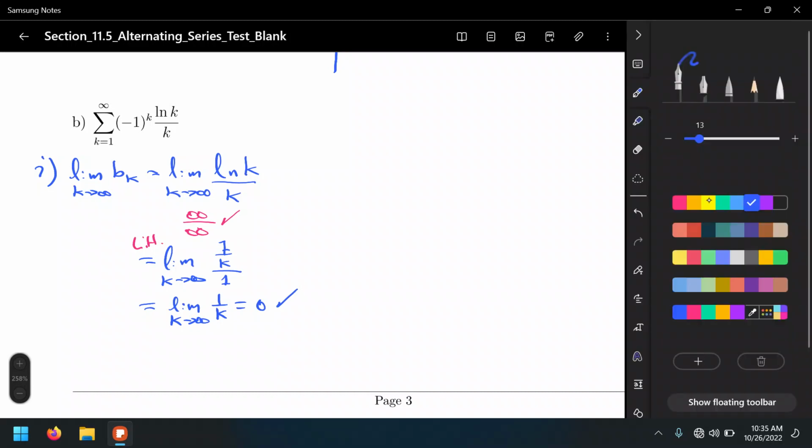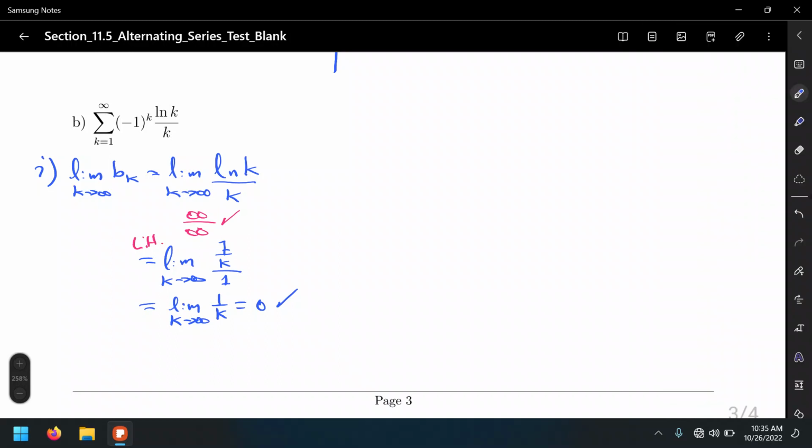All right? So for the second condition, what we have is a decreasing sequence. In other words, is ln of k plus 1 divided by k plus 1 less than or equal to ln of k over k? Is this inequality true?